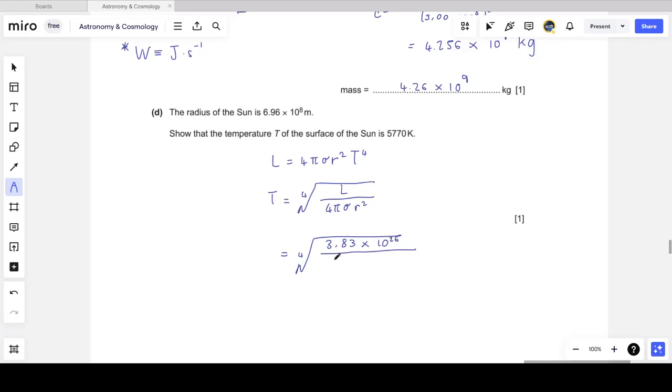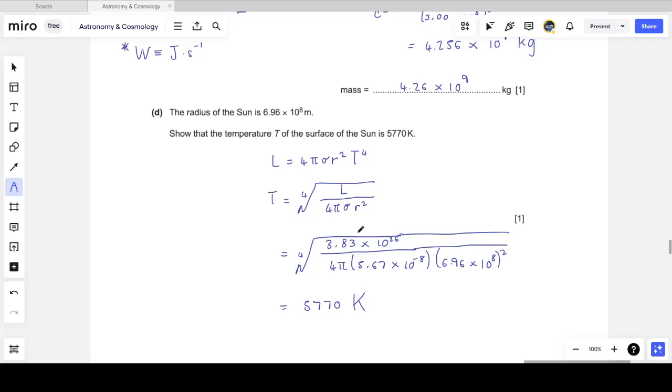divided by, which is L, the luminosity, so divided by 4 pi. Now the Stefan-Boltzmann constant you'll find in your data sheet, it's 5.67 times 10 to the minus 8 in standard units, and this is multiplied by the radius of the sun squared, 6.96 times 10 to the power 8 meters, squared. And if you put this into a calculator, you find that this is, as they asked of us, 5,770 Kelvin.